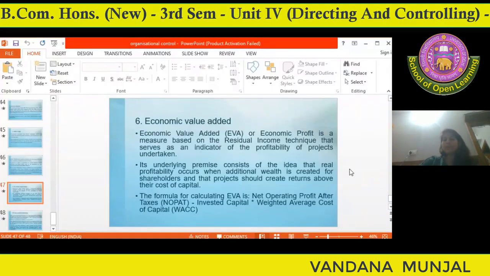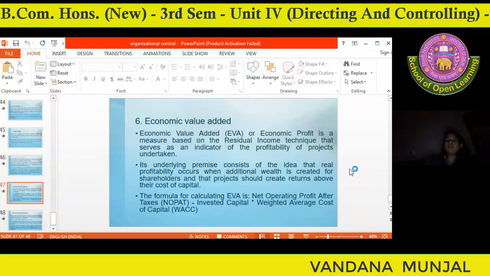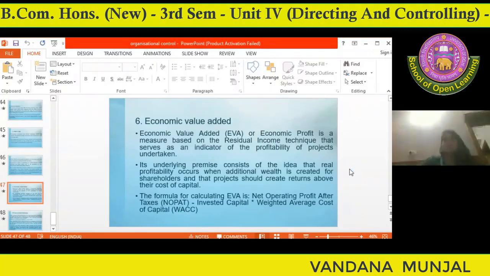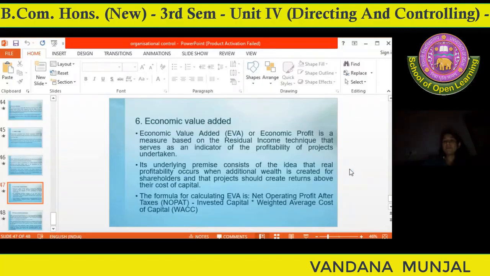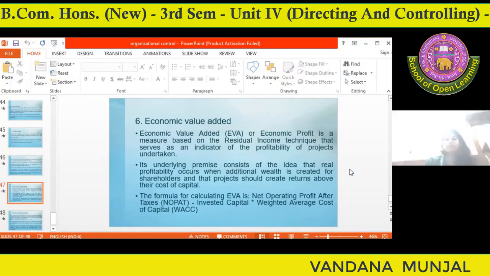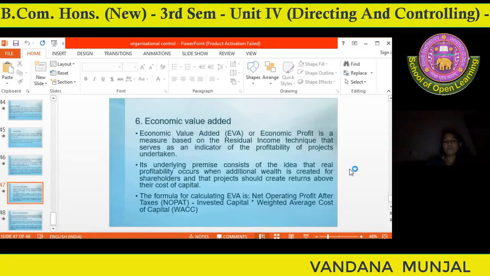Its formula is net operating profit after taxes minus invested capital into weighted average cost of capital. Your net operating profit should be more than what you have invested in that. And you can also take the weighted average cost of capital, depending on how important each project is for you. According to that you can weight the projects and calculate the weighted average cost of capital.